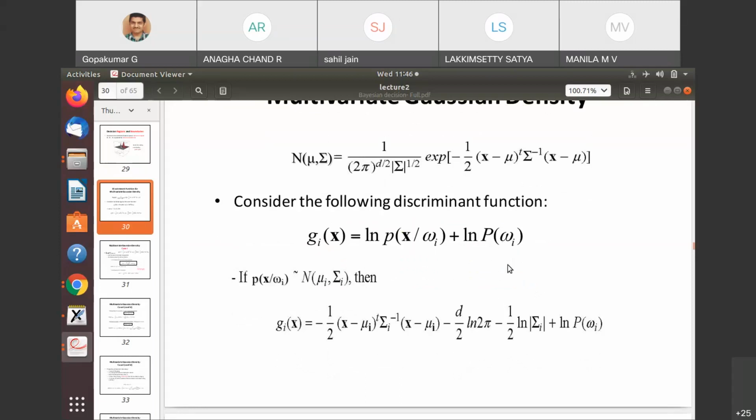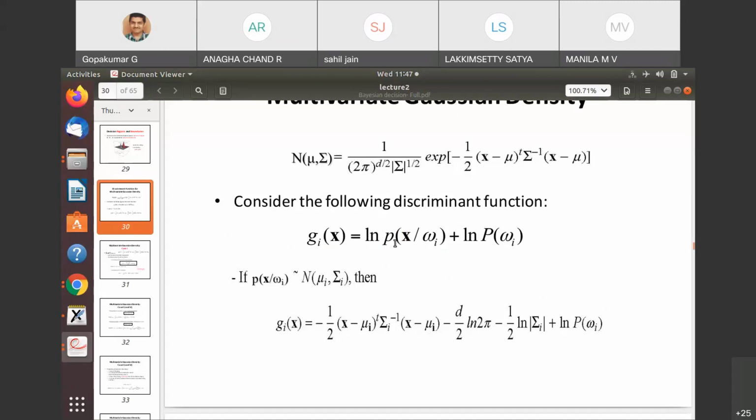Okay, we have already determined it. So now what is interesting is this likelihood function, the probability of x given wi. What we will do is assume that this probability follows a normal distribution, especially a multivariate normal distribution.